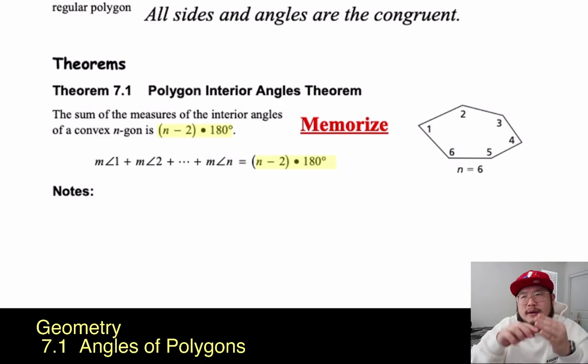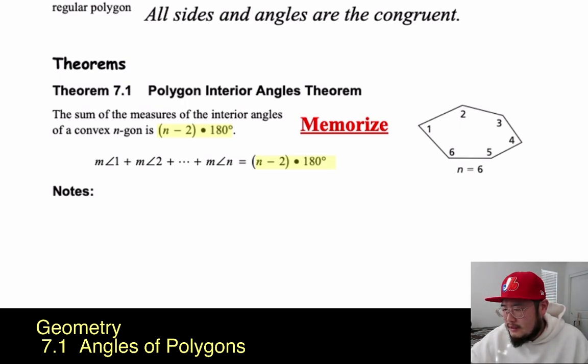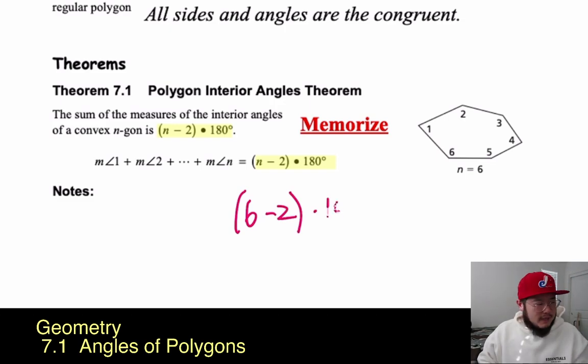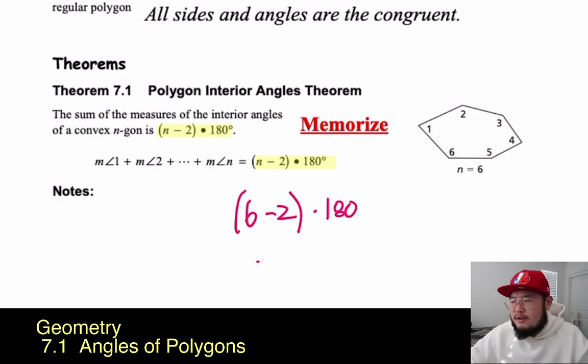So if you look at the example in the figure that's shown, you can see that there are 6 sides. What you end up doing is plugging into the equation: 6 minus 2 times 180. So 4 times 180, multiply that together, and we have ourselves 720. What that's telling us is that all the angles combined, 1, 2, 3, 4, 5, 6, add them all up, they're going to equal 720 one way or another.